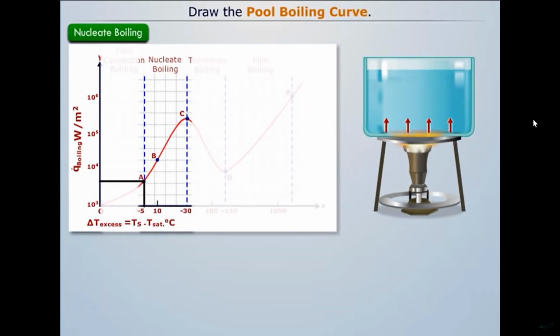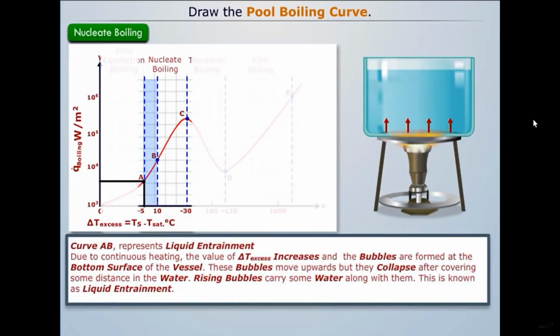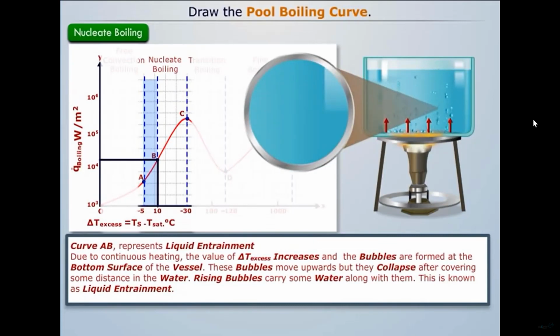Curve ABC represents the stage of nucleate boiling. As we can see, nucleate boiling is divided into 2 parts. Curve AB represents liquid entrainment and curve BC represents critical heat flux. Let us first understand liquid entrainment. Due to continuous heating, the value of delta T excess increases and bubbles are formed at the bottom surface of the vessel. These bubbles move upwards and carry some water along with them, but they collapse after covering some distance in the water. This is known as liquid entrainment.